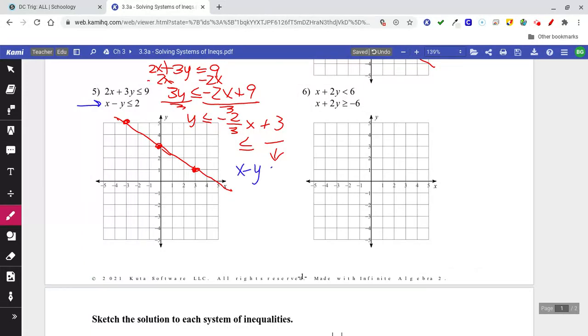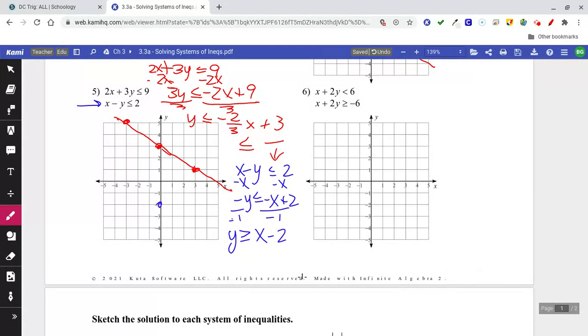x minus y is less than or equal to 2. So subtract x. And then -y is less than or equal to -x plus 2. And divide by -1. One thing that's weird, and maybe you'll remember this, but when you divide by a negative, you have to flip the symbol. So actually it turns into greater than or equal to positive 1x minus 2.